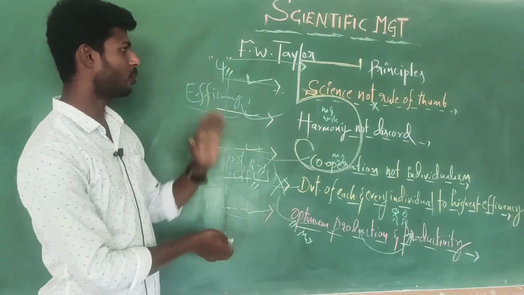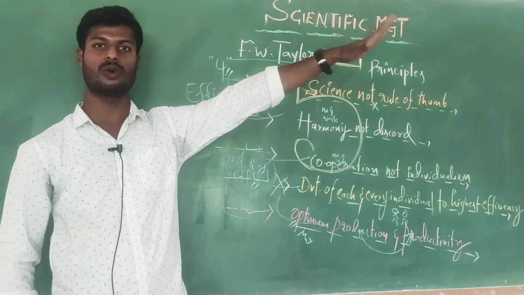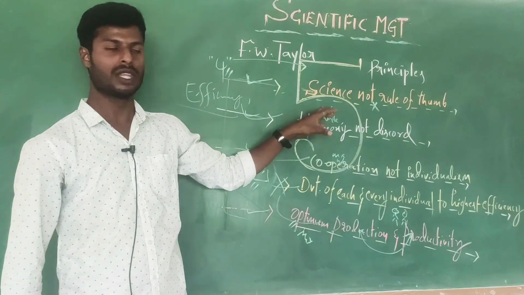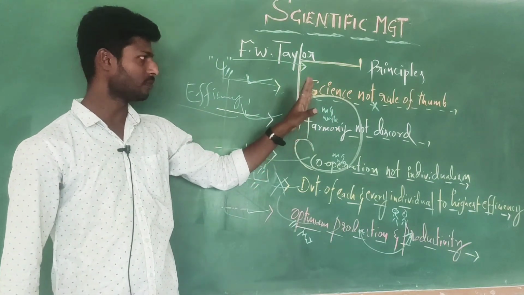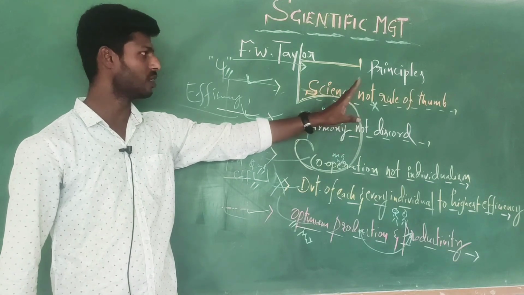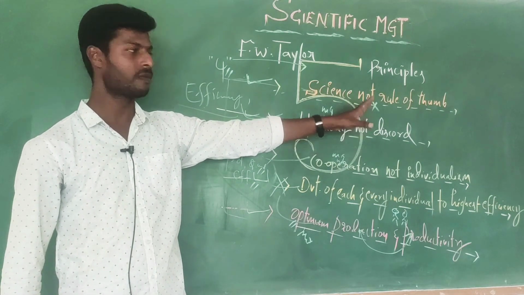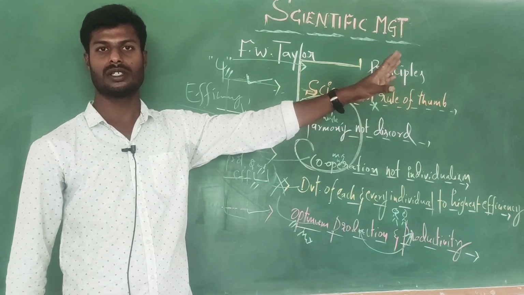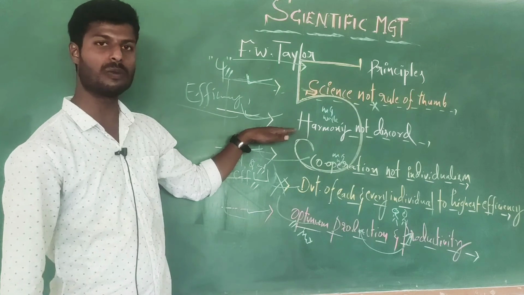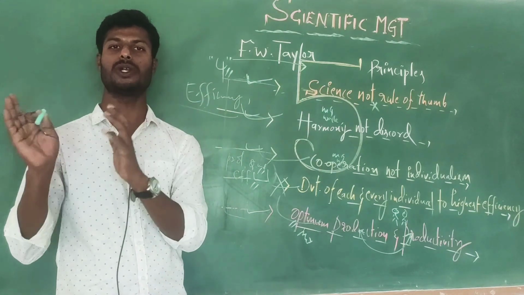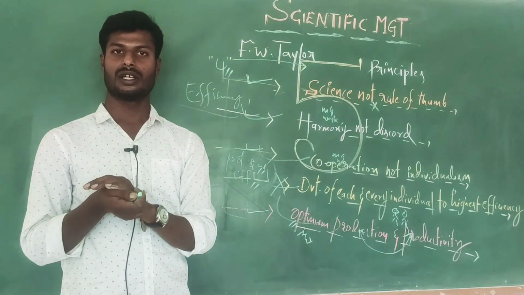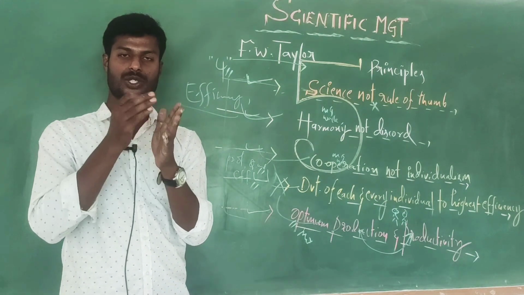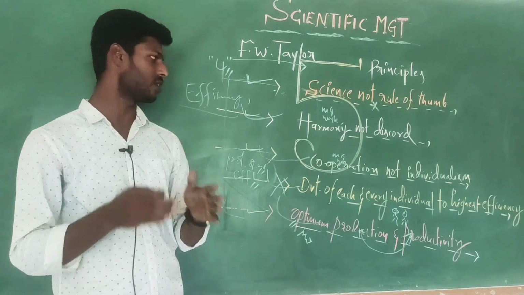So, very important topic. First principle, science not rule of thumb: scientific decisions, scientific plans, scientific applications, scientific selection of employee, development, scientific training methods, remunerations, quality resources, sophisticated technology. Harmony not discord: harmonious relationship between management and workers, and proper environment, good understanding, and sharing of information between management and workers.